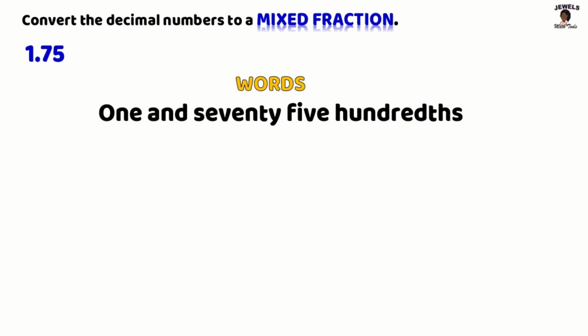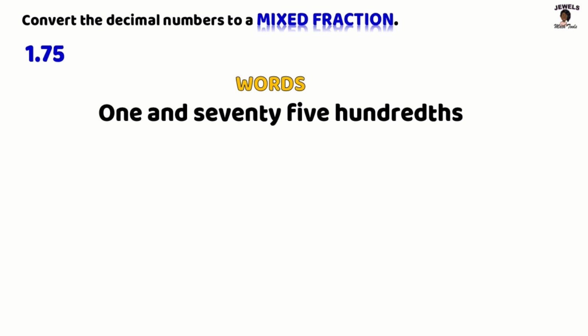Whenever converting your decimal number into a mixed fraction, a good way to start would be to change it into words, or to think of it in your word form. Now for our decimal number that's on the screen, in word form, this number would be 1 and 75 hundredths.